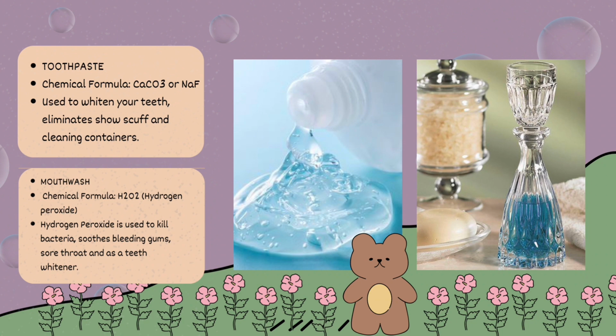Next is mouthwash. The chemical formula for mouthwash is H2O2. Mouthwash is an antiseptic solution which is used to reduce the antibacterial load in our oral cavity. Hydrogen peroxide is used to kill bacteria, soothe bleeding gums and sore throat, and as a teeth whitener. Along with these uses, it is widely used in industries such as the electronic industry, where it is used as an oxidizing and cleaning agent in the manufacturing process of semiconductors and printed circuit boards.